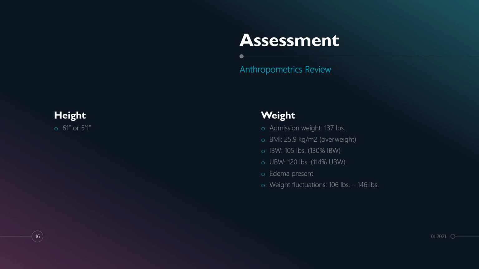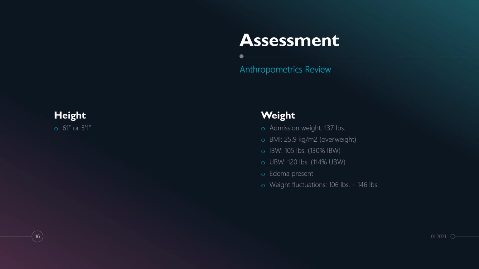She did have edema present, and this is likely the reason for the fluctuations in weight that we saw throughout her hospitalization when I was working with her. She did have quite a range, from 106 pounds to 146 pounds. Her heaviest was when she was in the NICU, where she was severely fluid overloaded, and that's the 146 pounds we saw there.